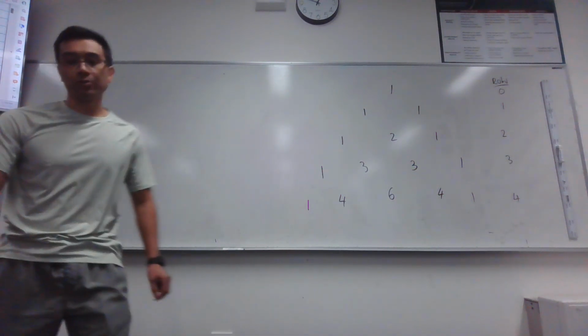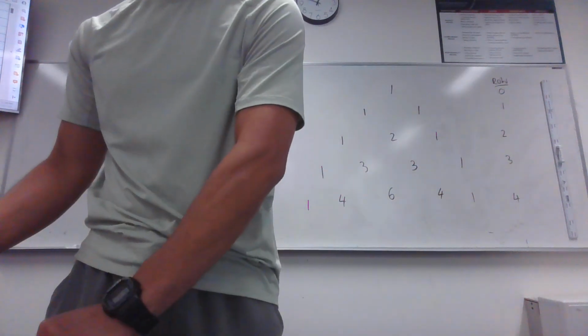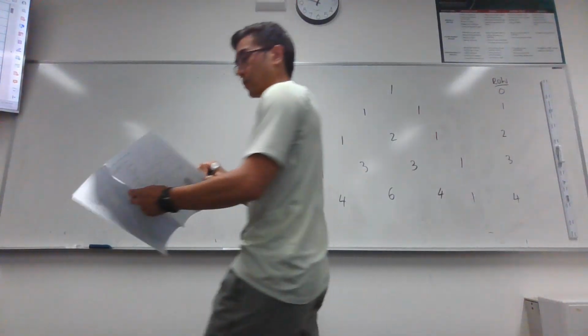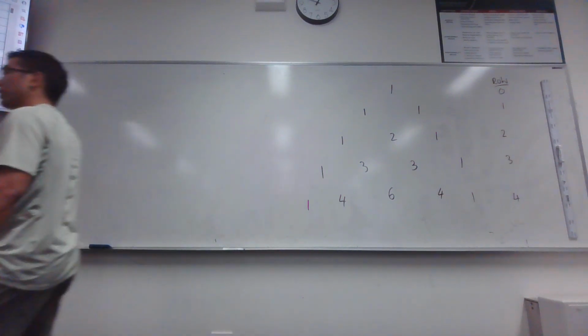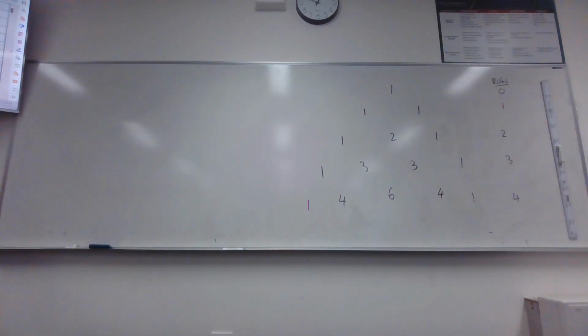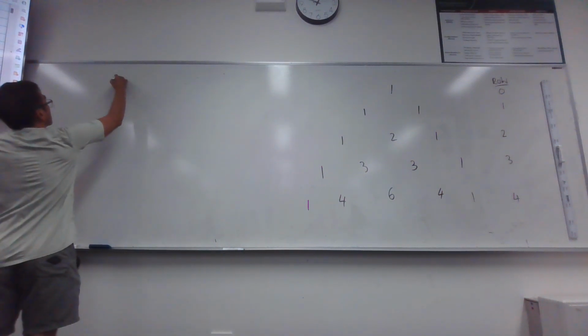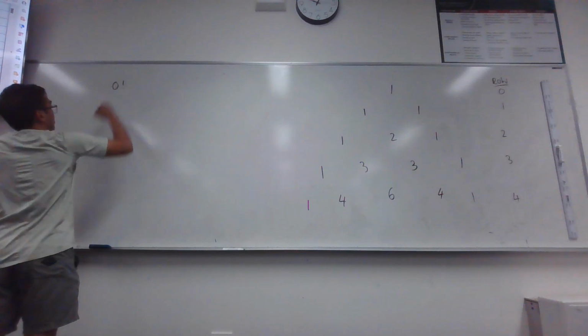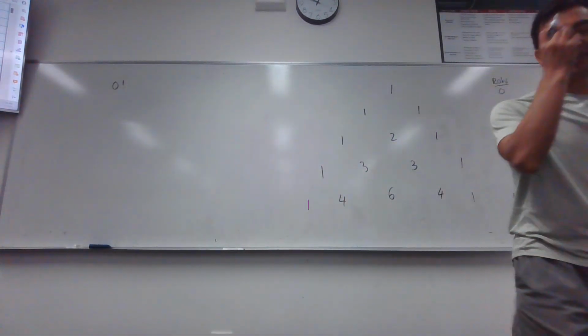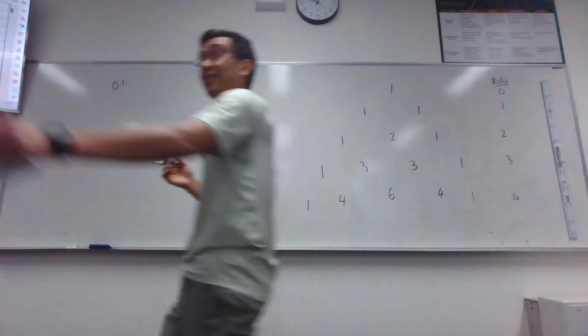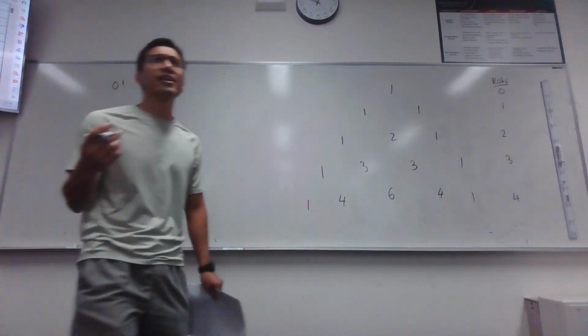Now we're going to do something a little bit weird. I'm going to rewrite Pascal's triangle with factorials. I know this is going to sound weird, but 0 factorial is 1.